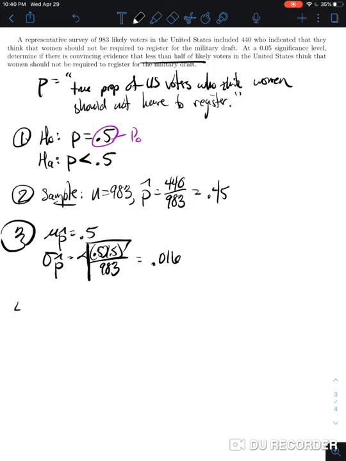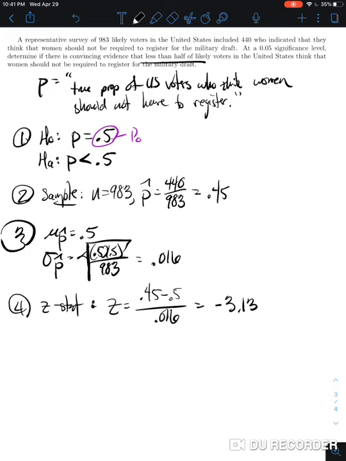All right, so step 4, the z statistic. So that is, you take p hat, which is 0.45, minus 0.5, over 0.016. So we get negative 3.13. So 0.45 is 3 standard deviations below 0.5. That's pretty significant, but let's put it to bed with the p-value.